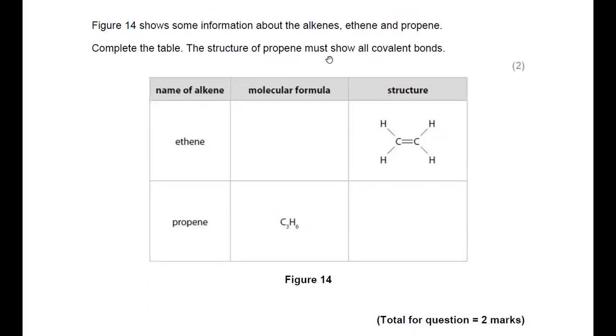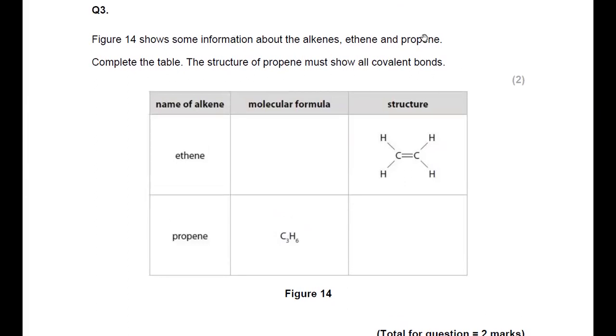Okay, next they're saying figure 14 shows some information about alkenes, ethene, and propene. Complete the table. The structure of propene must show all the covalent bonds. So first, tell me the molecular formula of ethene, and then draw the structure of propene. Again you have the option: you can write on the screen, annotate on the screen and draw it, or you can tell me the formula verbally. For the structure, you can draw it on a piece of paper and send it to me, or draw it on the screen, whatever you find easier.